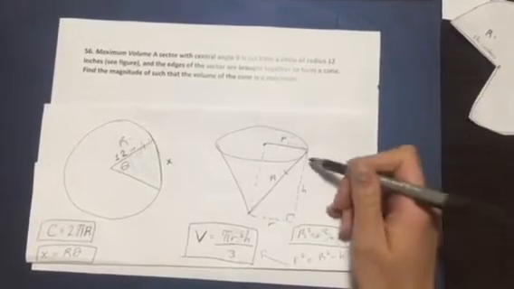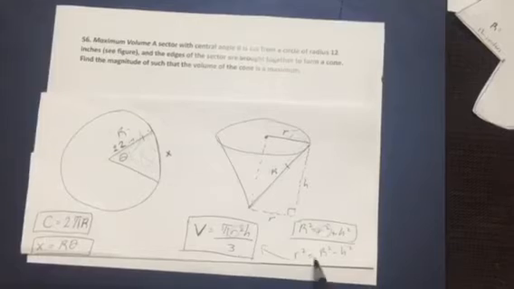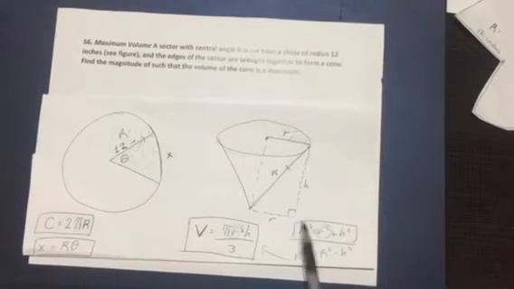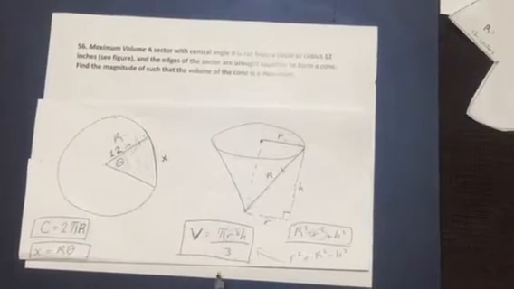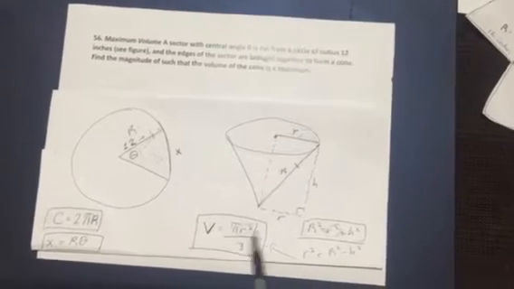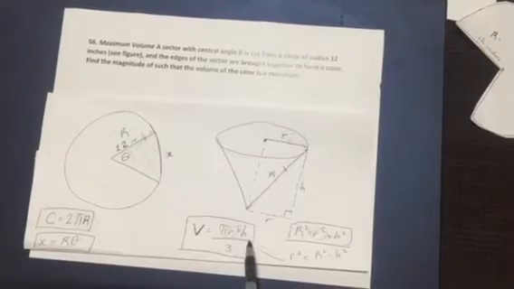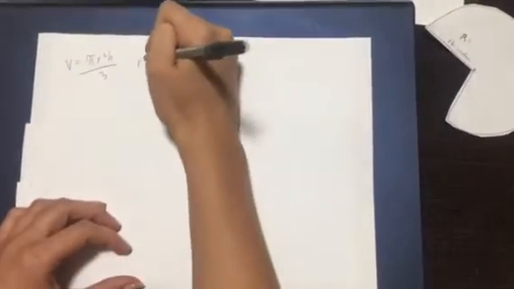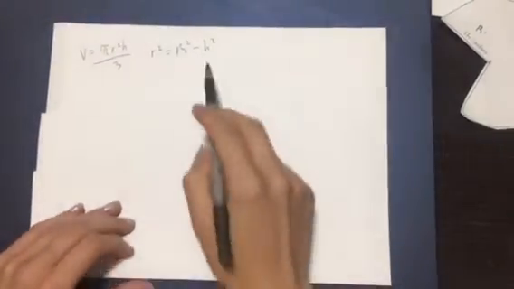Over here in the cone, we can see that the height and the radius of the base of the cone form a right angle triangle. So right away we can use the Pythagorean theorem. We can write that the square of the slant radius is equal to the base radius squared plus the height squared. Immediately we can see that both equations have r squared. We can isolate r squared and plug that back in, so we are only dealing with one variable, being h. So I'm going to rewrite: volume is equal to pi r squared h over 3, and r squared from my Pythagorean theorem is equal to our slant radius squared minus the height squared.